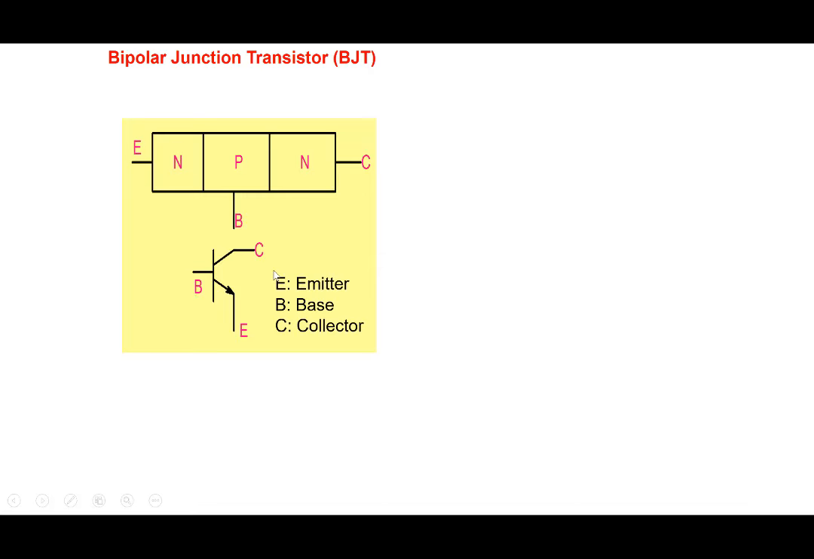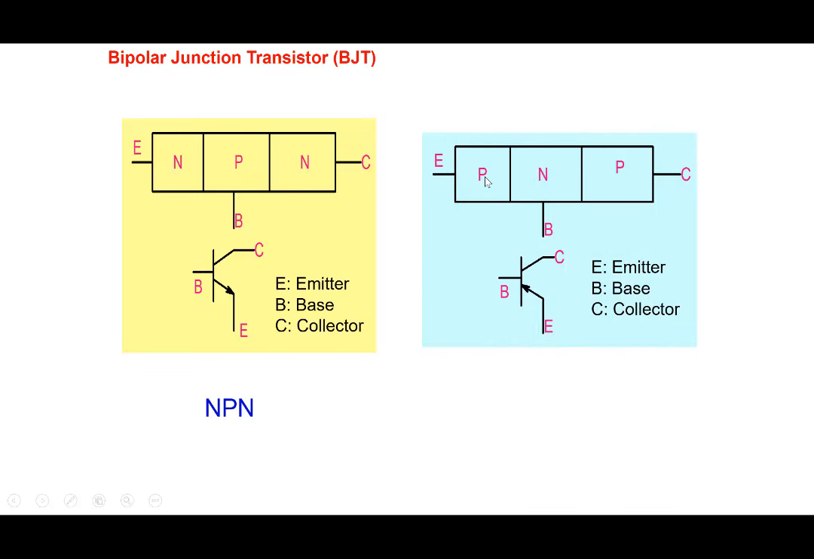Base, collector, and emitter. And we can also have a complementary structure where N and P are reversed. So you have emitter, which is P-type, base, which is N-type, and collector, which is P-type here. So you have a PNP transistor, and the symbol that we use is with the arrow going in here. Okay, the arrow sort of represents the direction of the PN junction here.